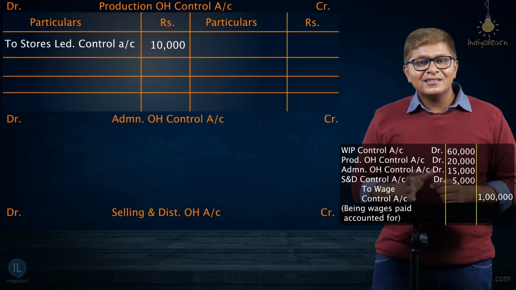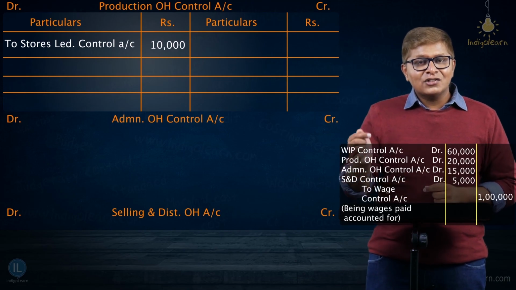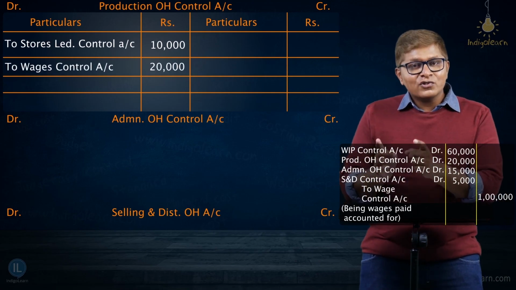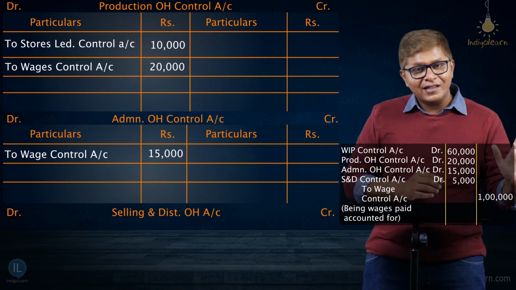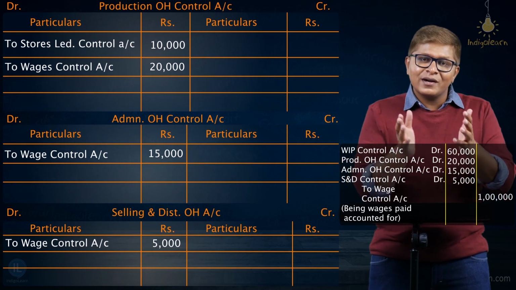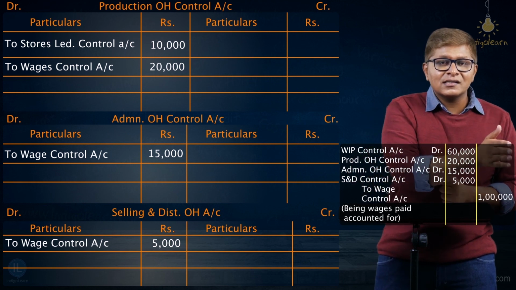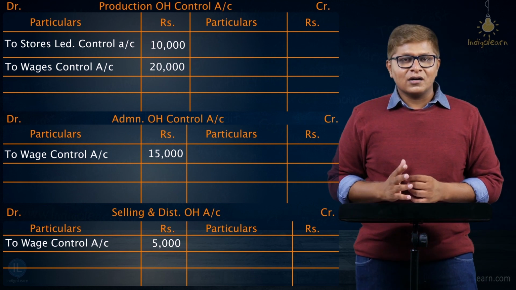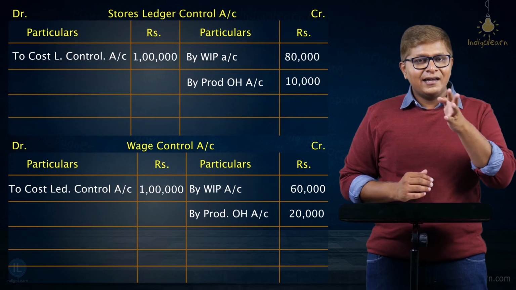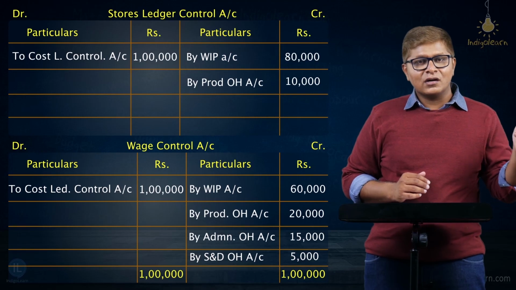WIP control account debit how much? 60,000, because 60,000 is directly for production. Then production overhead control account debit rupees 20,000. Admin and office overhead control account debit rupees 15,000. Selling and distribution expense control account or selling and distribution overhead control account debit 5,000 to wage control account rupees 1 lakh. In the wage control account, on the credit side, you will have WIP control 60,000, production overhead control 20,000, admin and office overhead control account 15,000, selling and distribution overhead control account 5,000.